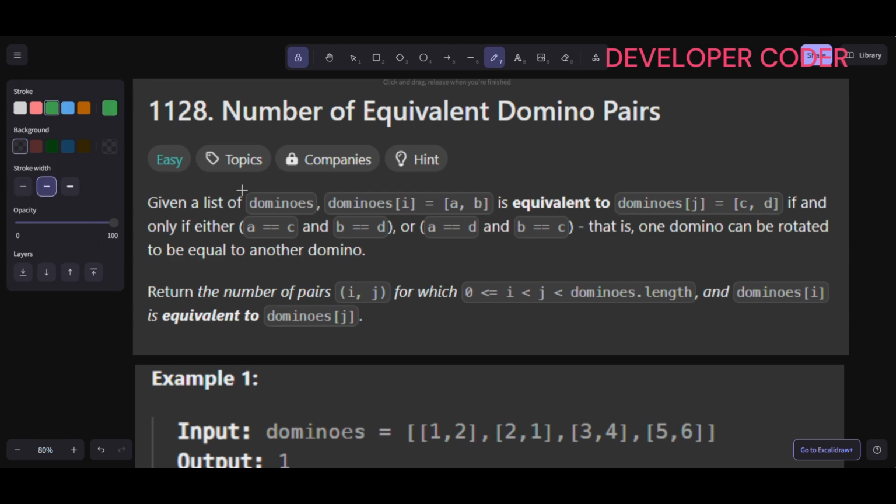Now without any delay, let's get started with today's problem. Problem number 1128. Number of equivalent domino pairs. So let's read the problem statement first.